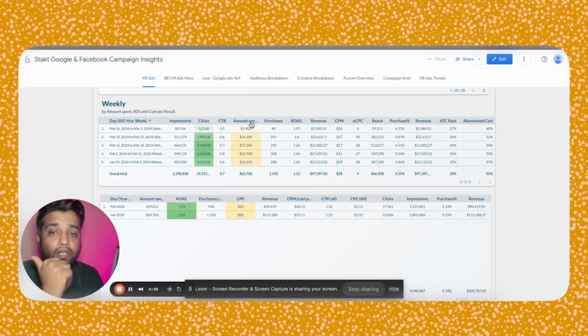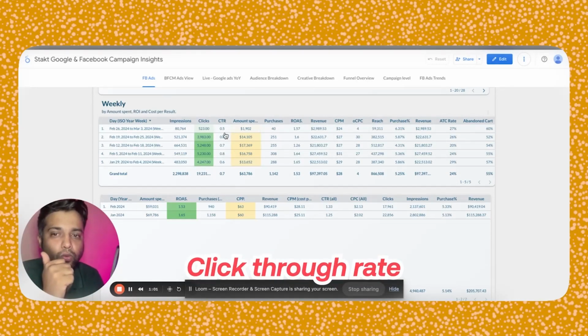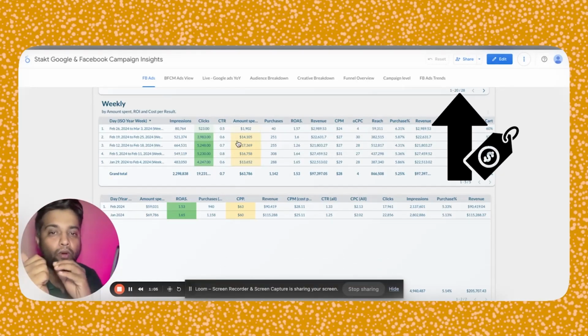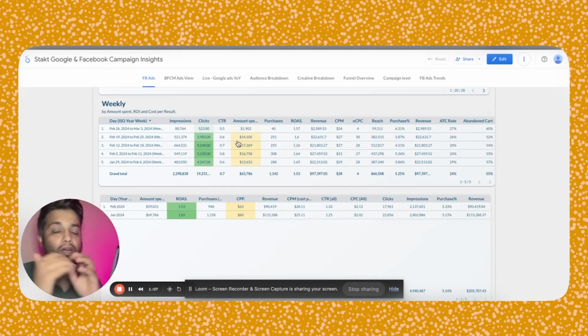Number one, CPM. Number two, CTR. CTR is your click-through rate. Higher the click-through rate, more resonance and relevance with the ad, right? But not always, right? If an ad is too clickbaity, CTR might be high, but conversion rates will be really low.